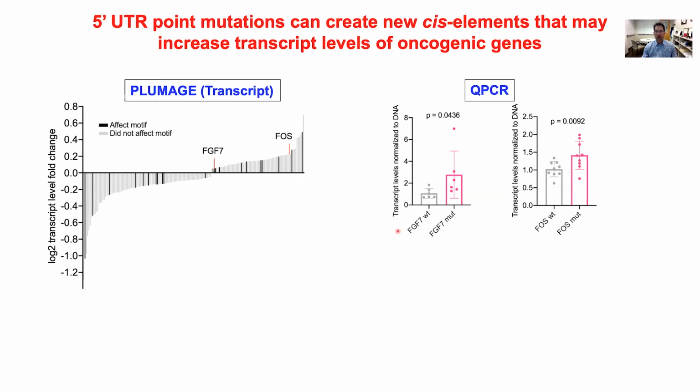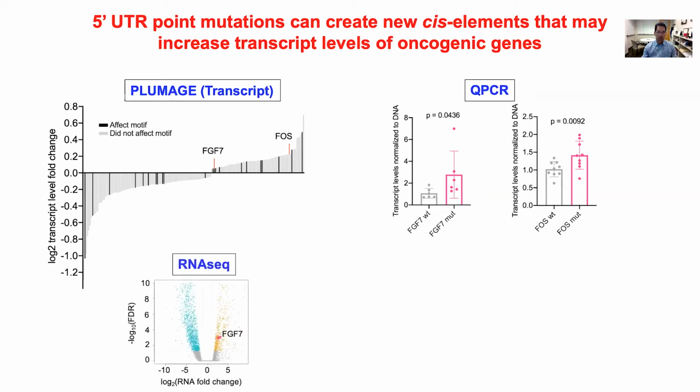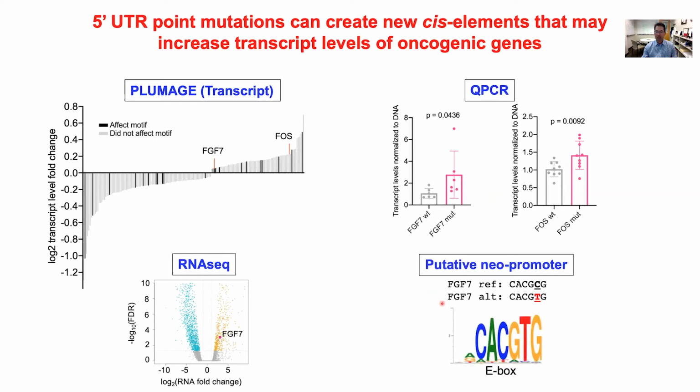What was more interesting is that when we looked at the FGF7 mutation within a patient who had that particular 5' UTR mutation by RNA-seq, we found that this patient expressed high levels of FGF7 that was statistically significant. When we looked very closely at what the mutation was doing at a nucleotide level, we found that this mutation was creating an E-box. E-boxes are very interesting because they are the putative binding site for the MYC-MAX heterodimer, which is an oncogenic protein capable of transforming cells and very deregulated in cancer.